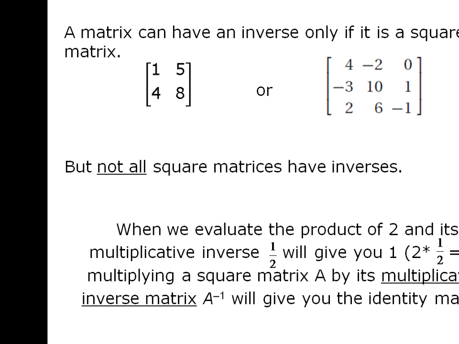Okay, so we can have an inverse only if it is a square matrix. But not all square matrices have inverses. So let's just look at this little paragraph here. When we evaluate the product of 2 and its multiplicative inverse 1/2, it will give you 1, right? So 2 times 1/2 equals 1. So what we're looking for is what we are going to multiply our matrix by, so that its multiplicative inverse, A to the negative 1, which just means the inverse of A, will give you the identity matrix.